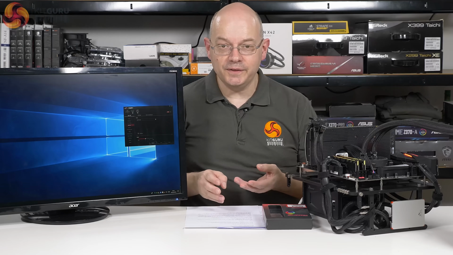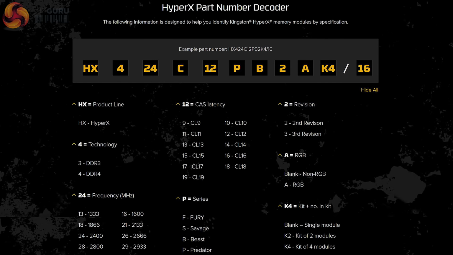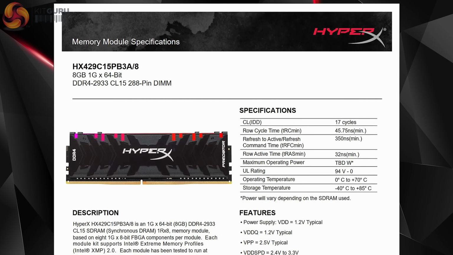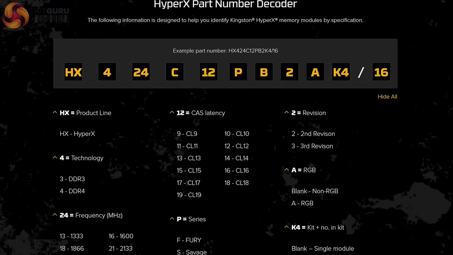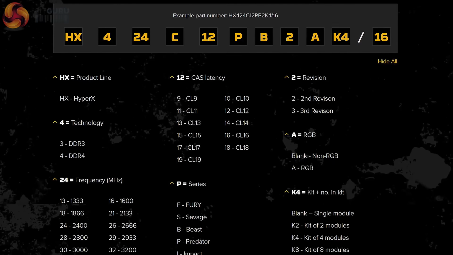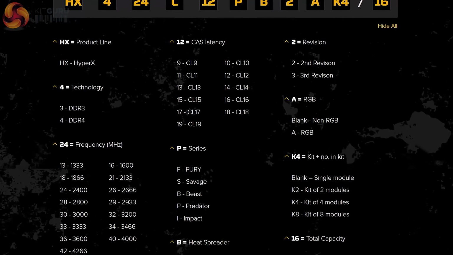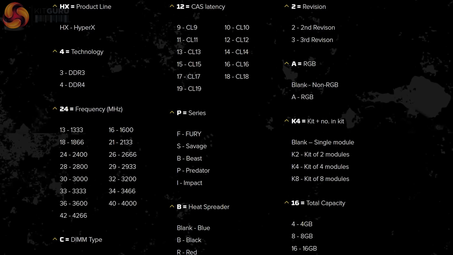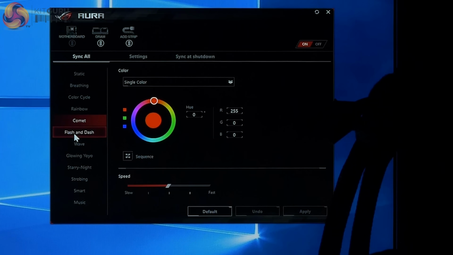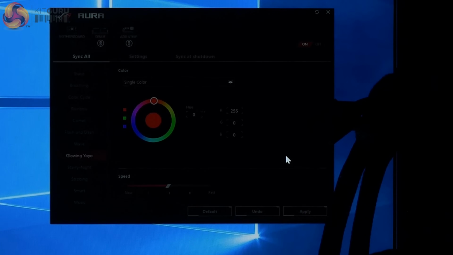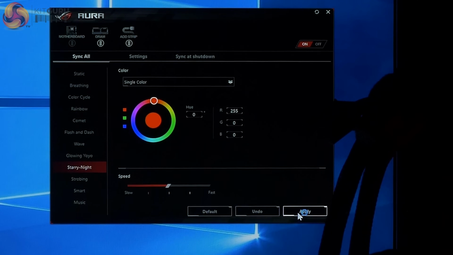It is interesting to me that HyperX actually gives a part number decoder, so I can give you the full spec of this memory when you break down the part number, which is just a string of characters. It is HyperX DDR4 2933MHz CAS15 Predator Black Heat Spreader 3rd Revision 2 module kit, 16 gig total capacity because it's 2x8GB, and it is controlled by, in this instance, Asus Aura software. HyperX does not supply any of its own software.